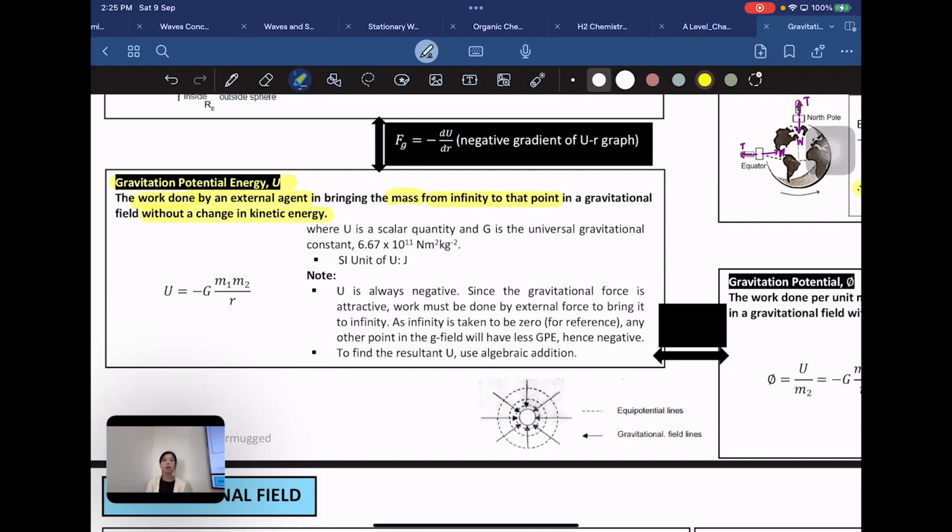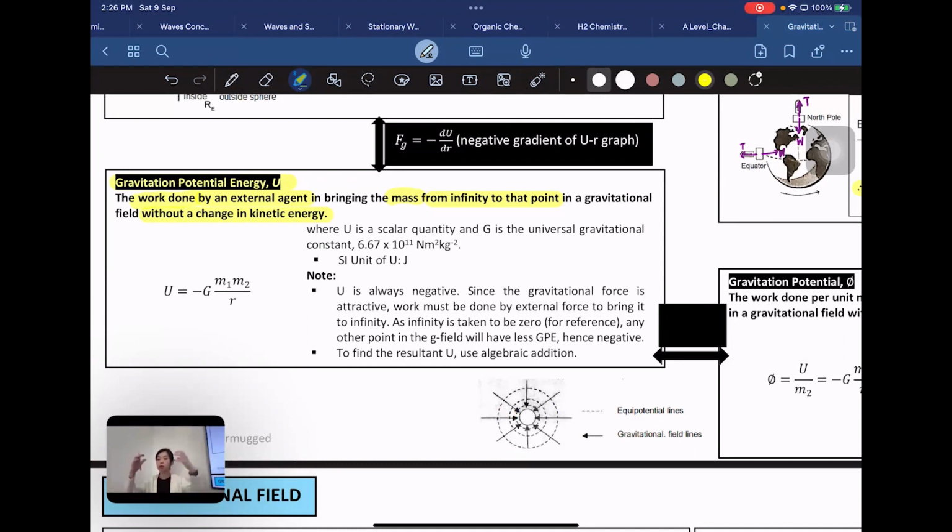Meaning to say, as long as my object is at a certain distance away from my celestial body, it will possess a form of energy. That energy is called GPE, gravitational potential energy. This energy is a stored energy inside your mass, such that the moment you release that object, it will make use of that stored energy and go back to Earth. Can you see that?